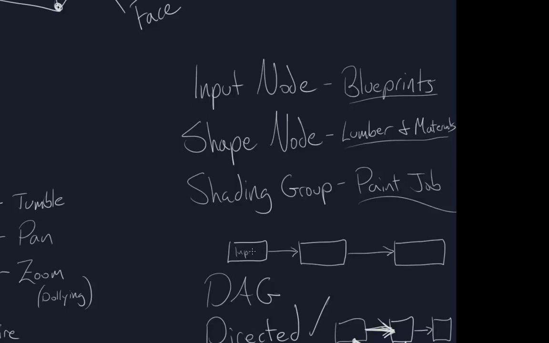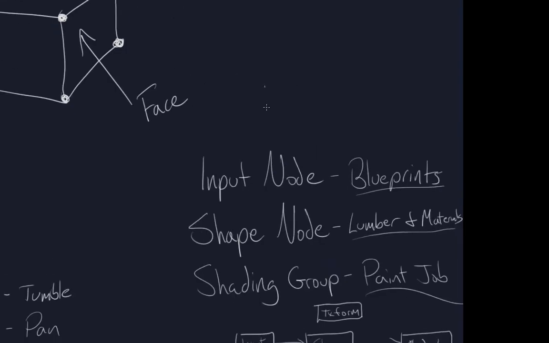The input node feeds its information into the shape node. The shape node then feeds information into the shading group. And there you have it. But there's a fourth node. You might have seen it. It's not connected to anybody. This is the transform node. The transform node sits out by itself, and he controls the where.